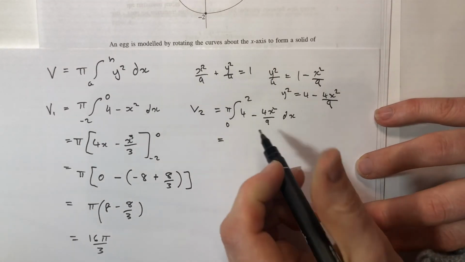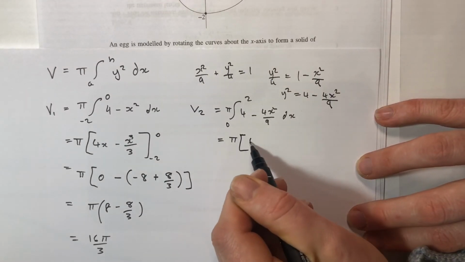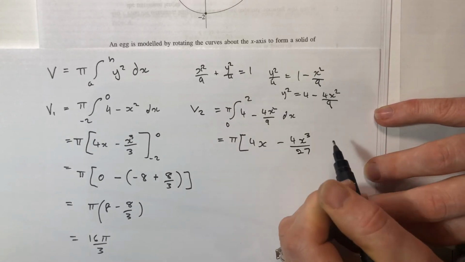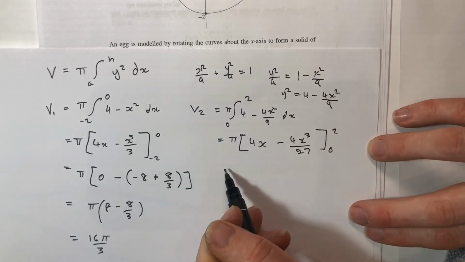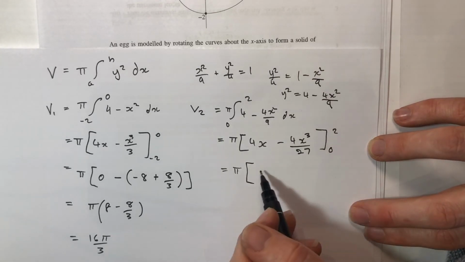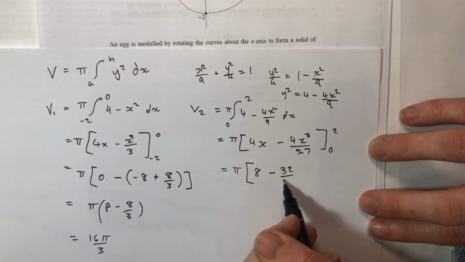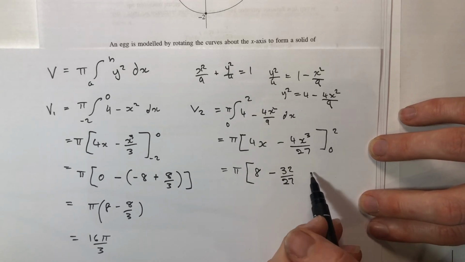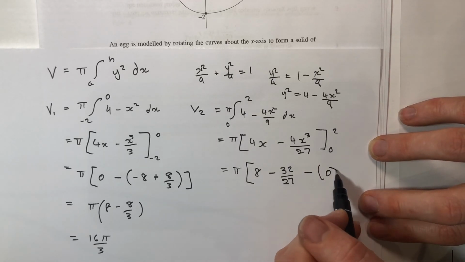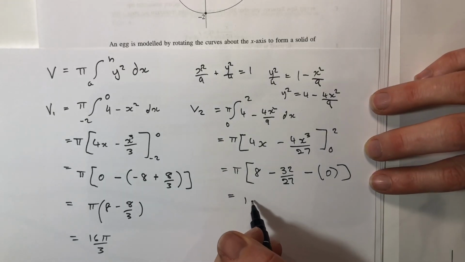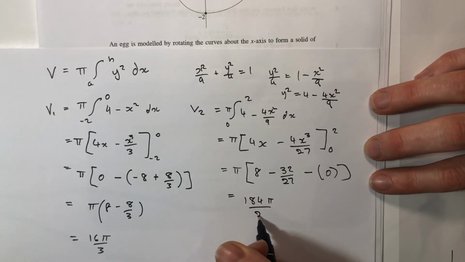Over here, repeat same process, pi, 4x minus 4x cubed on 27 this time, when I divide that by 3 as well, 0 to 2 equals pi. 4 2's are 8 minus 4 by 2 cubed, so 4 8's are 32 on 27, minus, well, I'll put zeros in, you'll still get 0, equals 8 minus 32 on 27, 184 on 27, so 184 pi on 27.